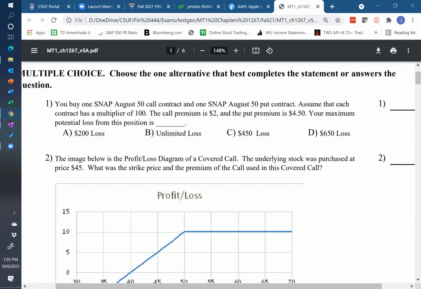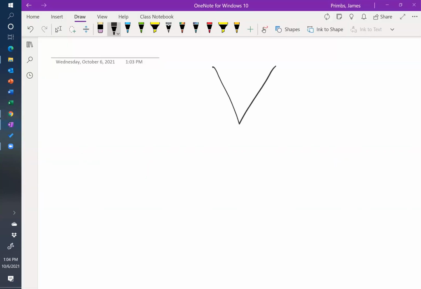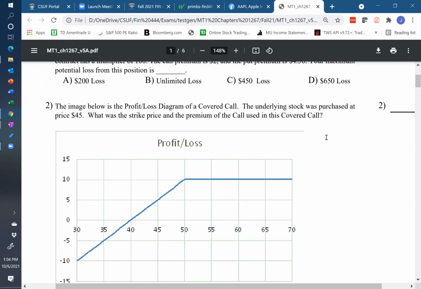Assume that the contract has a multiplier of 100. The call premium is $2 and the put premium is $4.50. Your maximum potential loss from this position is what? So it's a straddle. What's the most that you can lose from a straddle? Yeah, the premium. Remember, a straddle looks like this, right? And so it's just the premium. So we're going to add those up: 2 plus 4.50, that's $6.50. Multiply it by the 100 multiplier, you're going to get a $650 loss. Okay, so that one is D.